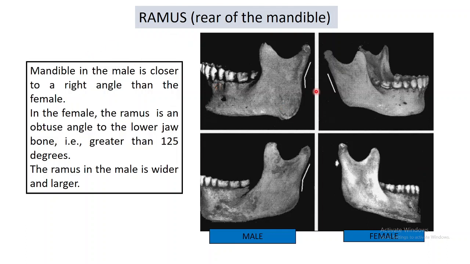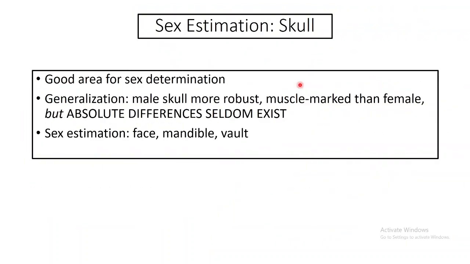This portion is called the ramus. The mandible in the male is closer to a right angle than in the female. In the female, the ramus has an obtuse angle to the lower bone, which is greater than 125 degrees, and the ramus in the male is wider and larger as compared to the female. So overall, we can say that it is a good area for sex determination.